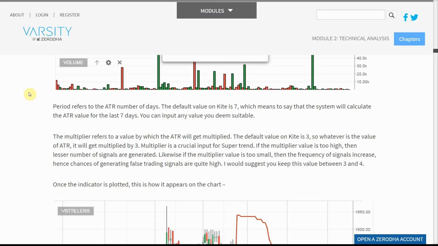Multiplier is a crucial input for Supertrend. If the multiplier value is too high, then a lesser number of signals are generated. Likewise, if the multiplier value is too small, then the frequency of signals increases. Hence, chances of generating false trading signals are quite high. I would suggest you keep this value between 3 and 4.